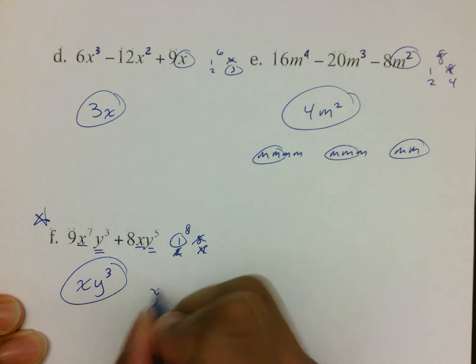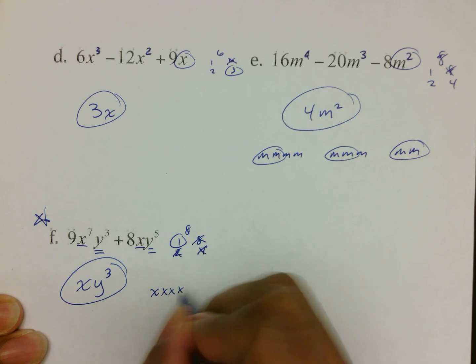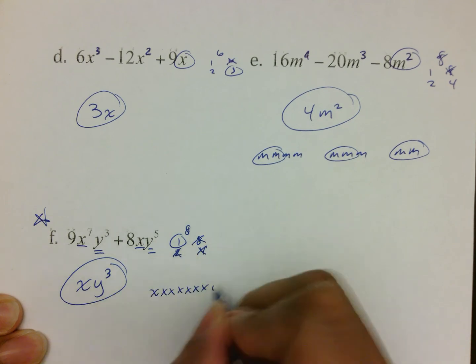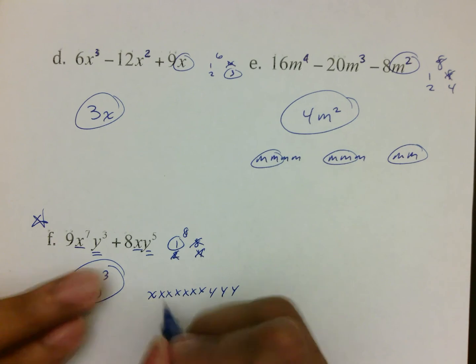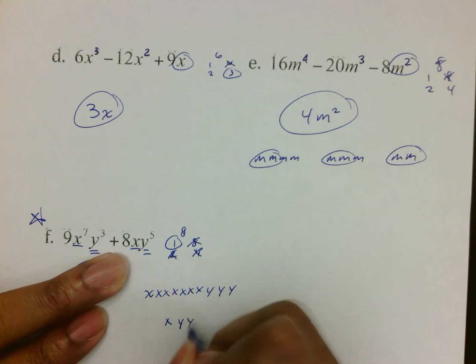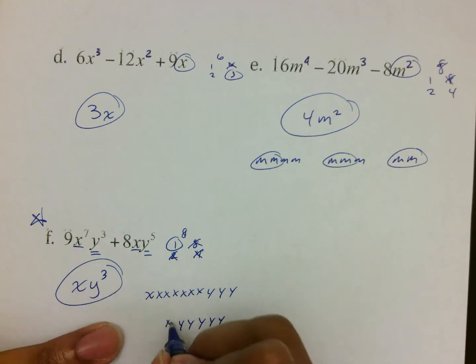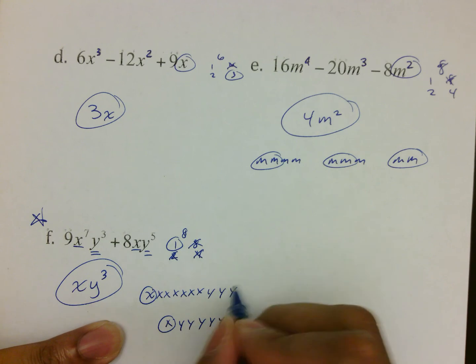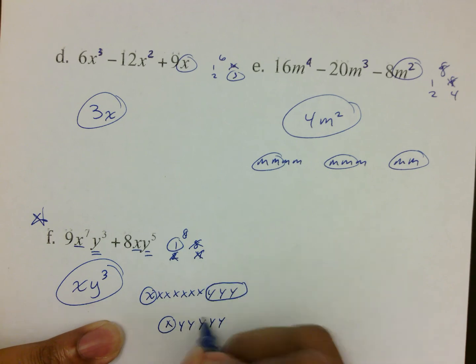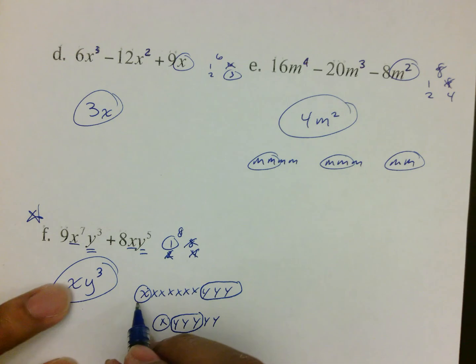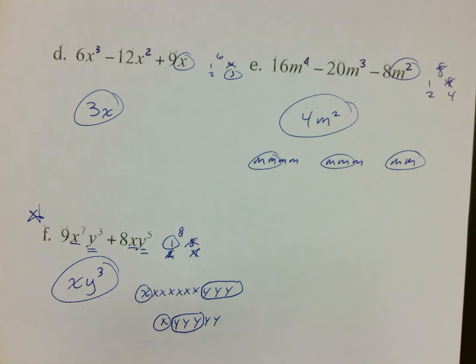Again, this one here had 7 x's, 1, 2, 3, 4, 5, 6, 7, and 3 y's. The second one had 1x and 5 y's. And what they have in common is 1x and 3 y's. And that is where you get your x, y to the third is your answer there.